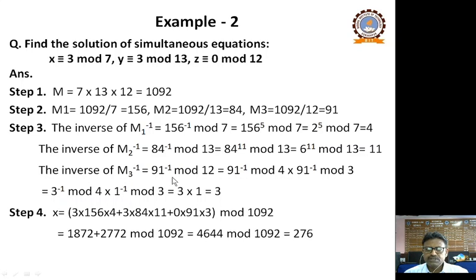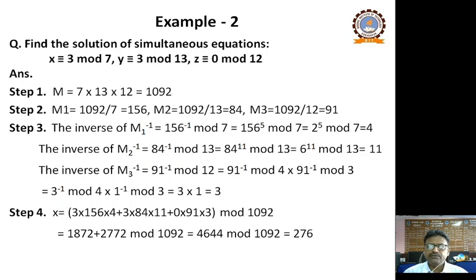Similarly, m3 inverse is 91 inverse, and we get 3. Now step number 4 says we multiply 3, 156, and its multiplicative inverse, and so on. Ultimately we get 276. Now 276 mod 7 gives remainder 3. 276 mod 13 gives remainder 3. And similarly, 276 mod 12 gives 0. So this answer is correct.